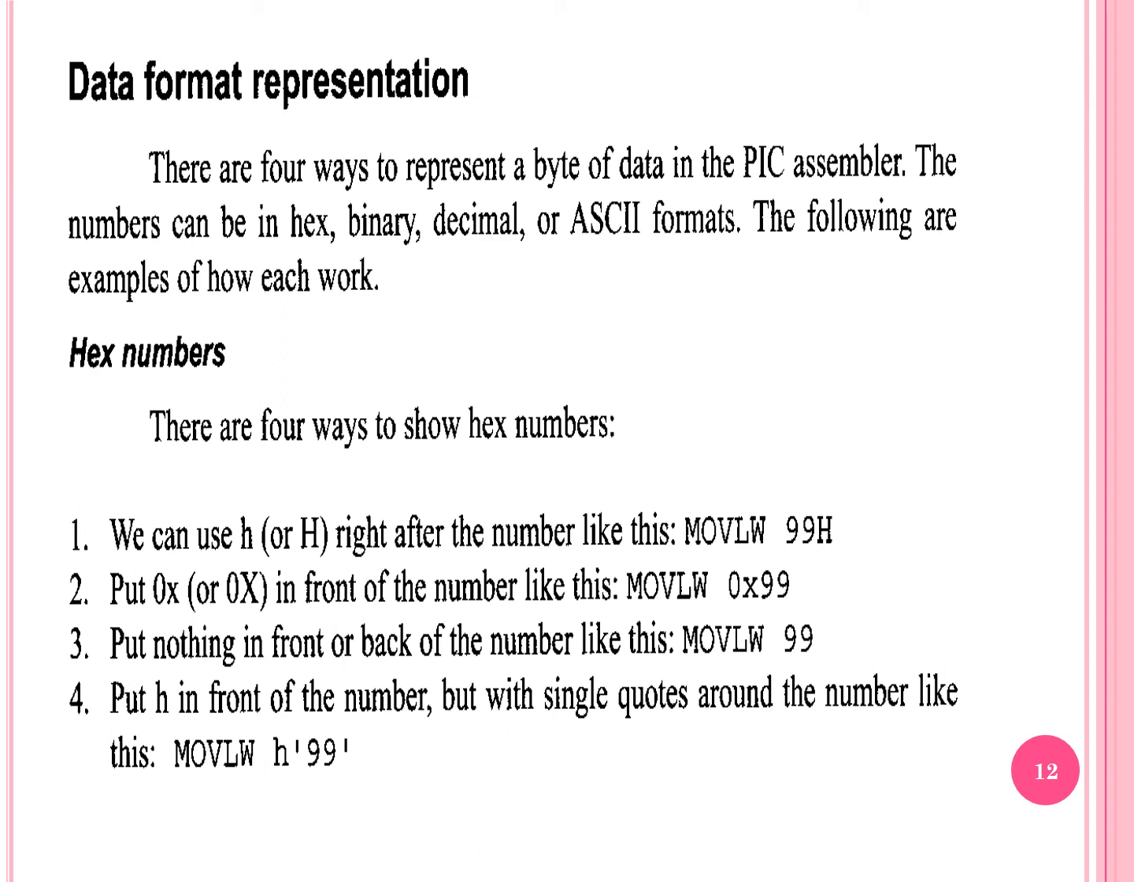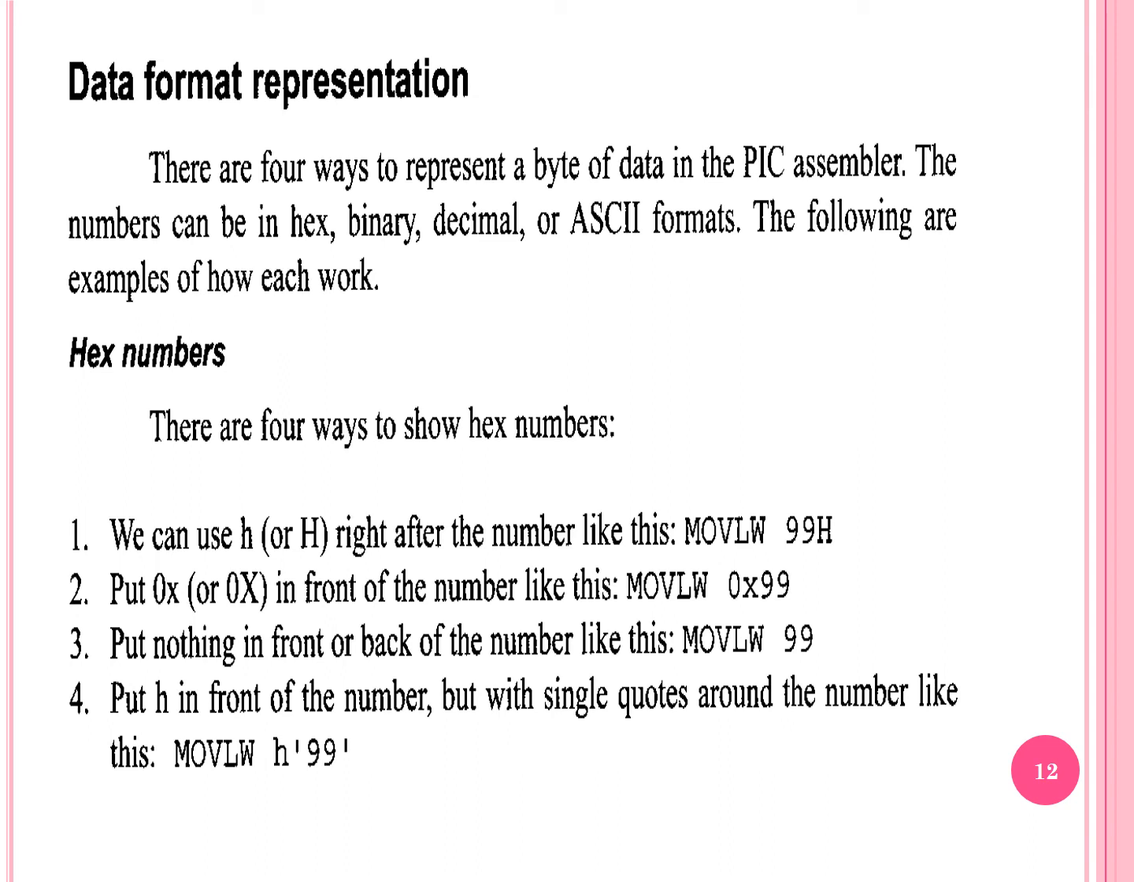As far as data format representation is considered, there are 4 ways in general to represent a byte of data in the PIC assembler. The numbers can be in hexadecimal, binary, decimal or ASCII format. So for example, one by one we will go through quickly. So hex numbers are there. There are 4 ways to show hex numbers.